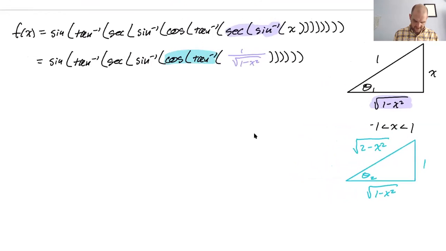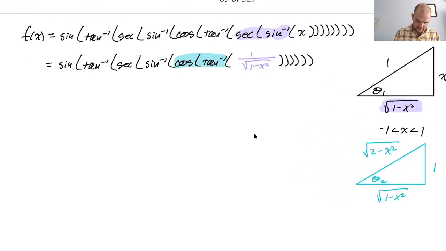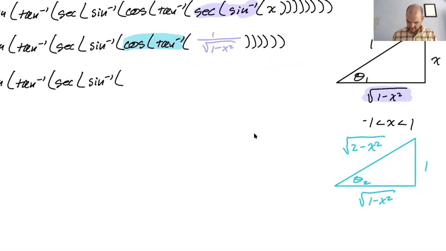So I want cosine. So let's copy and paste again. So I want cosine, keeping this. And now I need to find in this triangle cosine of theta 2, which is not pleasant. Radical 1 minus x squared over radical 2 minus x squared.